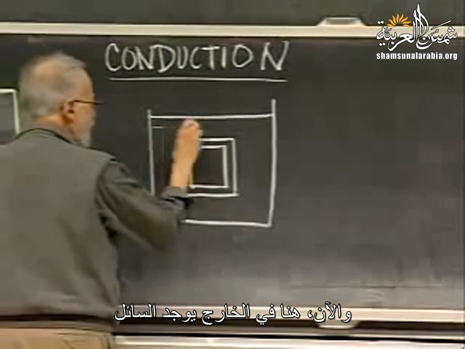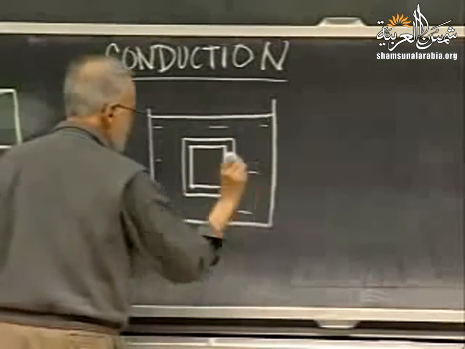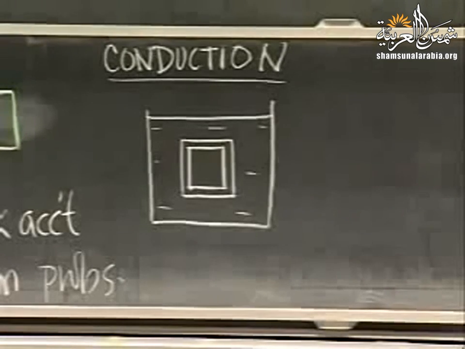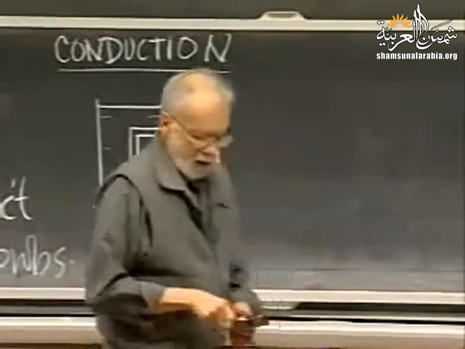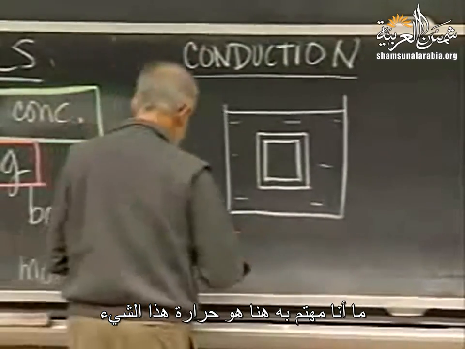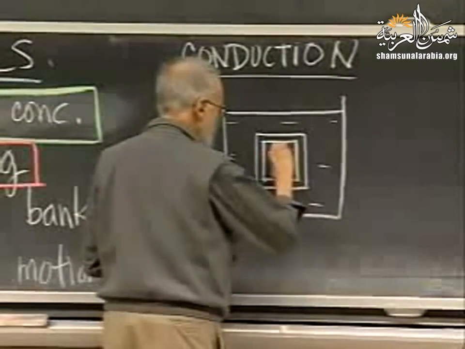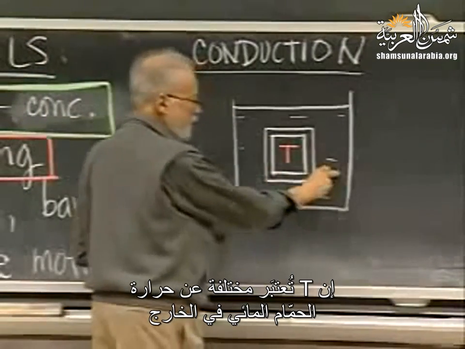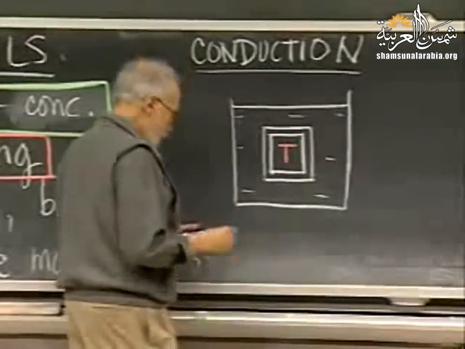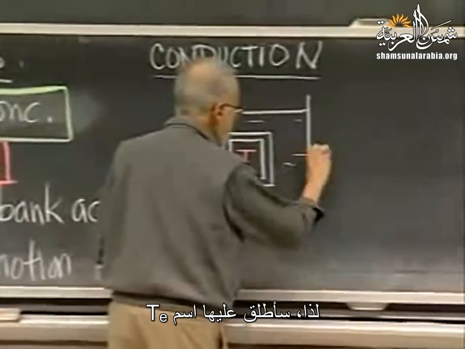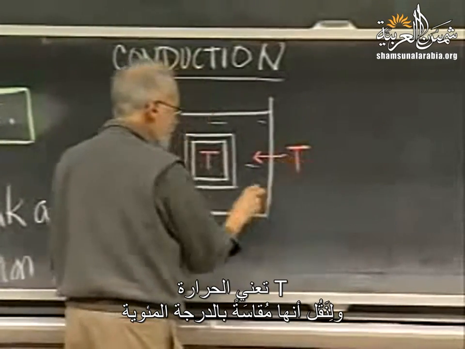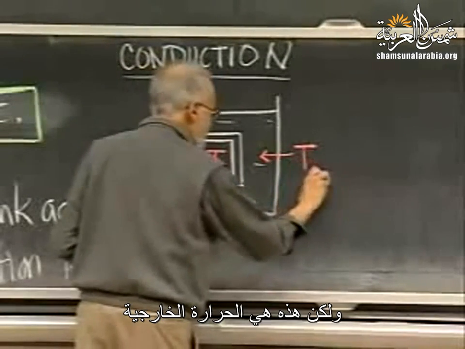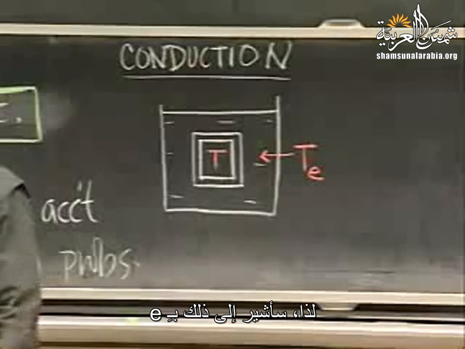Now, here on the outside is liquid. On the inside, what I'm interested in is the temperature of this thing. I'll call that T. Now, that's different from the temperature of the external water bath, so I'll call that T sub E. T for temperature, measured in Celsius, let's say, for the sake of definiteness. But this is the external temperature, so I'll indicate it with an E.